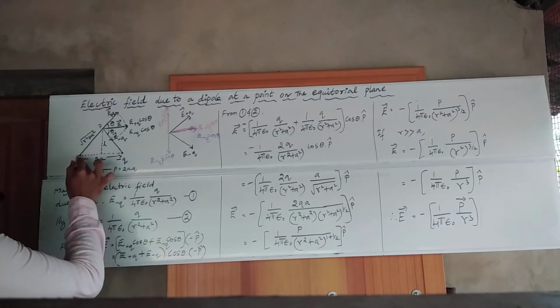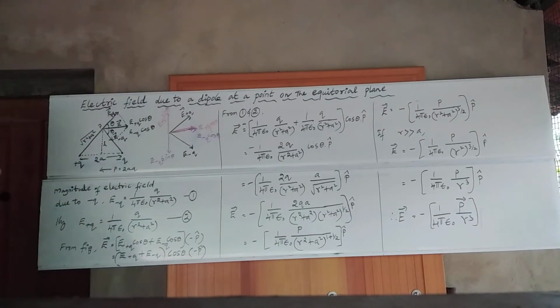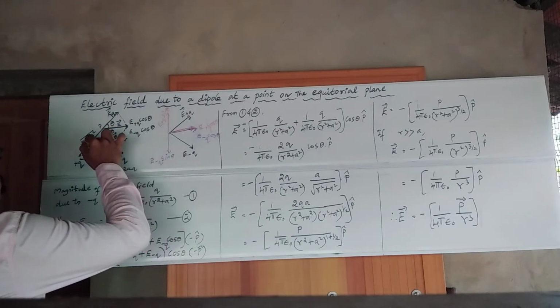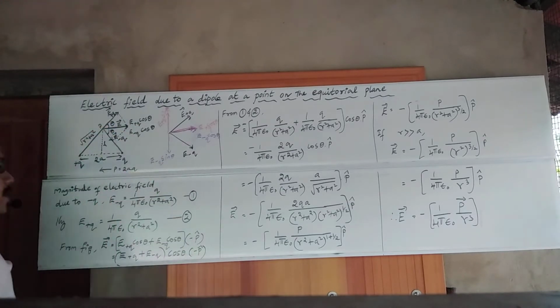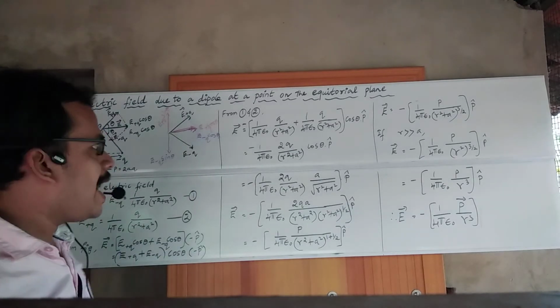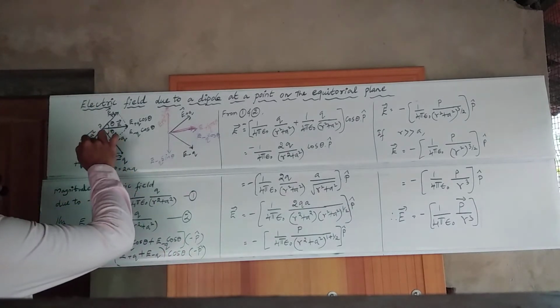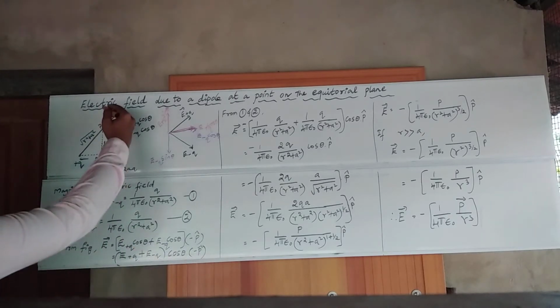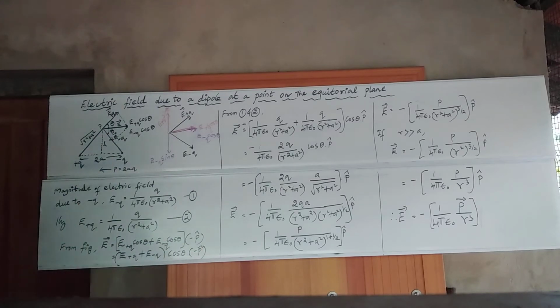This distance is a, half of 2a. That is why this distance is root of r square plus a square. From the Pythagoras theorem, it is equal to root of r square plus a square. Okay, this much you understand first.